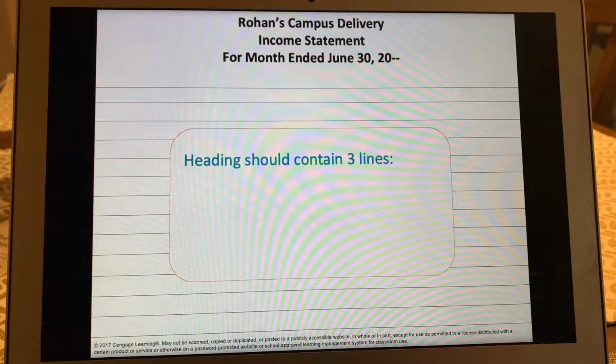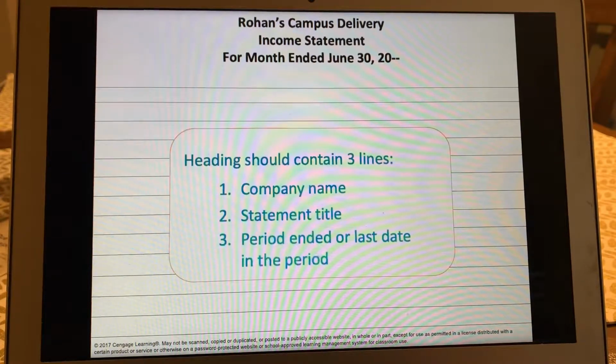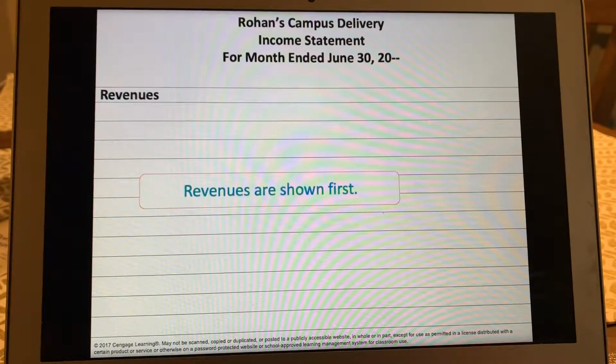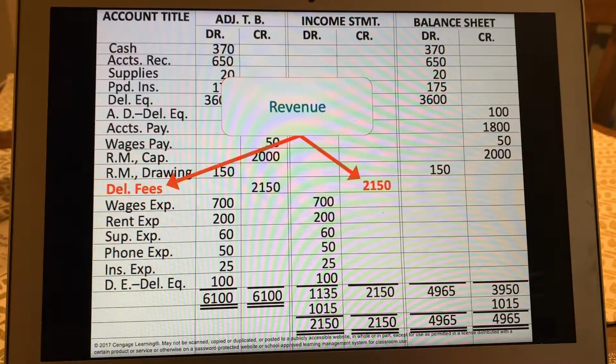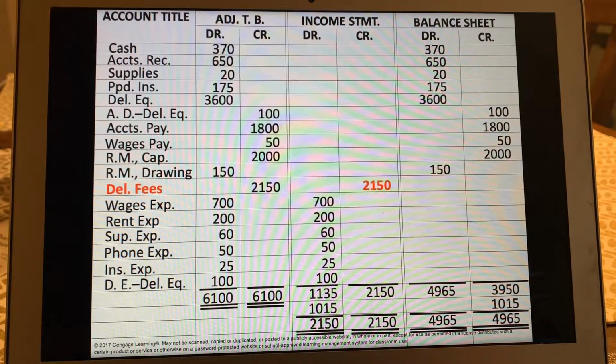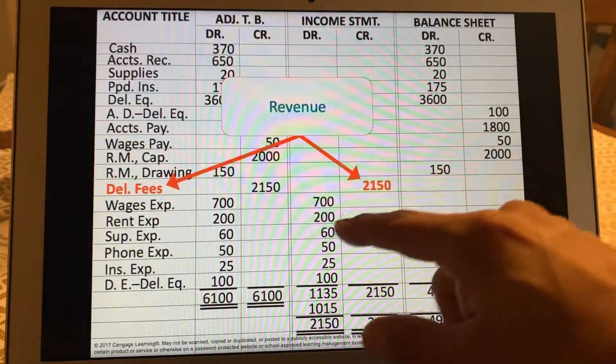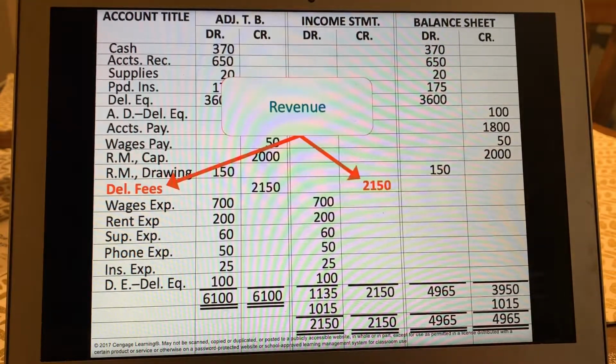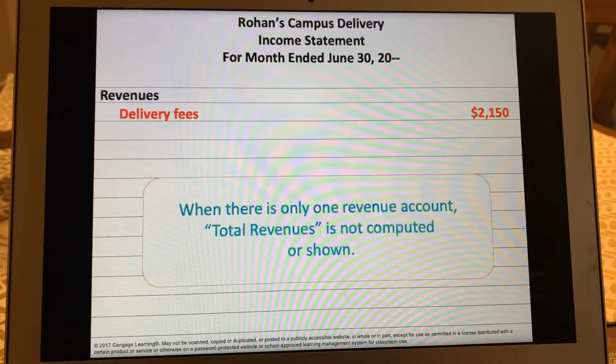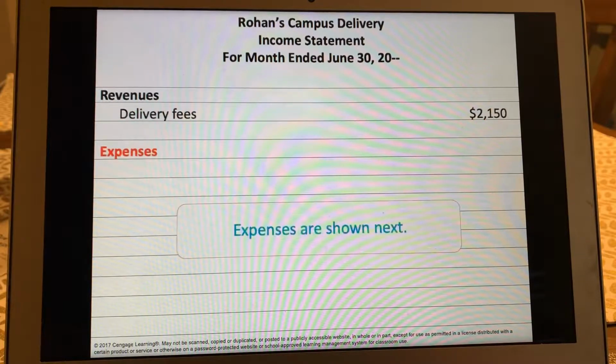The heading should contain 3 lines: the company's name, the title of the financial statement, and then the month and date of the ending period. I just talked about those 3 items. Revenues are shown first. Our revenues, delivery fees, that's a revenue, and our expenses will come right after. Our delivery fees of $21.50 are our total revenues.